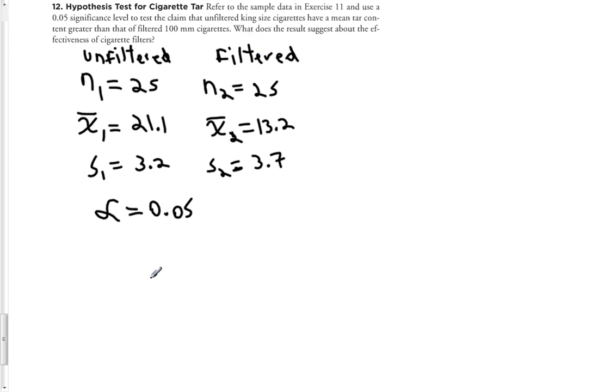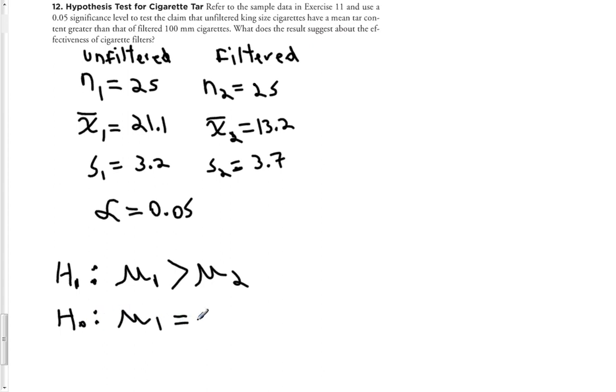So basically, the claim is that mu1, the mean for the unfiltered, is greater than mu2, the mean for the filtered. And this, because it does not contain equality, is the alternative hypothesis, which means the null hypothesis is that there's no difference between filtered and unfiltered cigarettes, mu1 equals mu2. All right, so this one here is our claim, and these are our two hypotheses, null and alternative. Let's go ahead and run our hypothesis test.